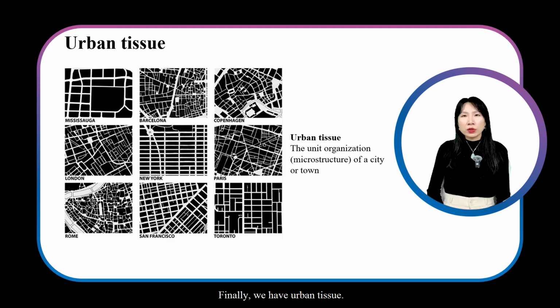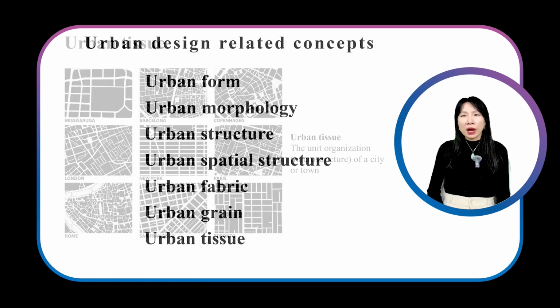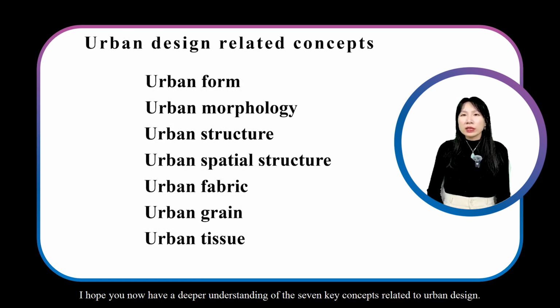Finally, we have urban tissue. Urban tissue refers to the microstructure units of a city or town. It focuses on how different functional areas, such as residential, commercial, and public facilities, are combined within a city. The rationality of urban tissue directly affects the functionality of the city and the living experience of its residents. I hope you now have a deeper understanding of the 7 key concepts related to urban design.